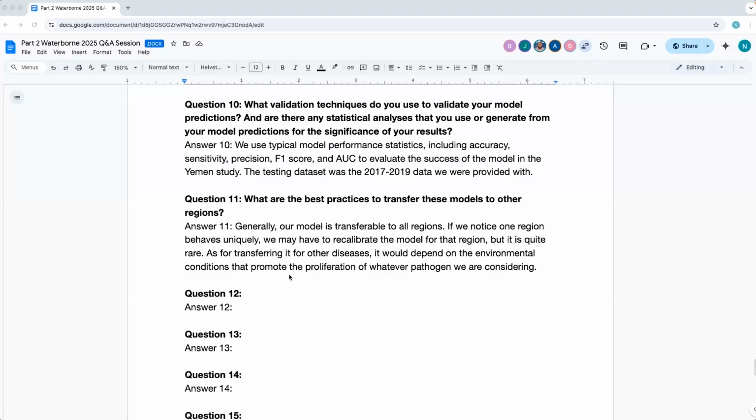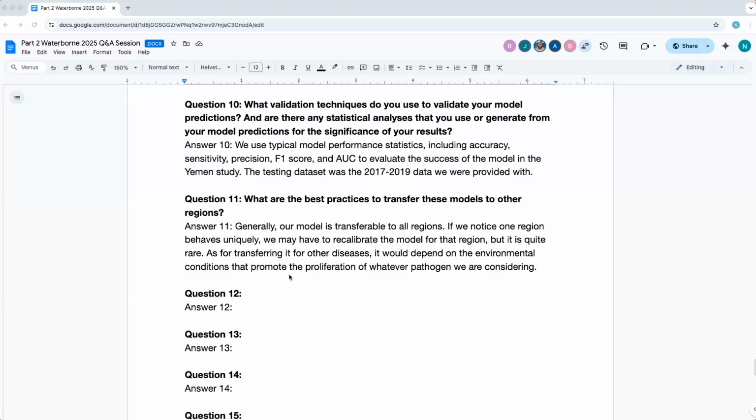Thank you. Question 11. What are the best practices to transfer these models to other regions? So the nice thing about our model is that we generally are able to run it for any region that we are interested in. As I said, we might have to calibrate the model a little bit in terms of the thresholds we're using for low, medium, and high. But the underlying principle of how cholera behaves in the environment is ubiquitous. It applies to cholera in all regions of the globe, and so we're able to run this model for anywhere that we're interested.